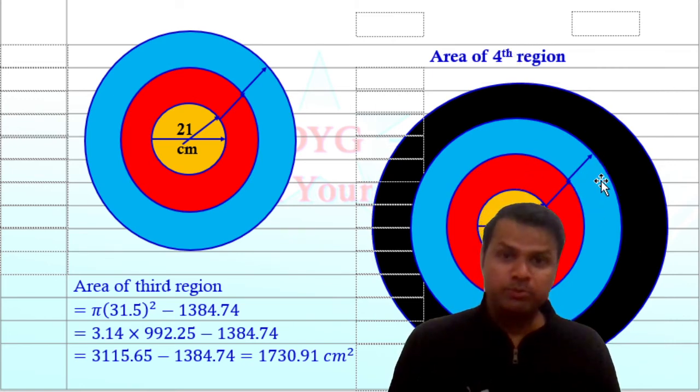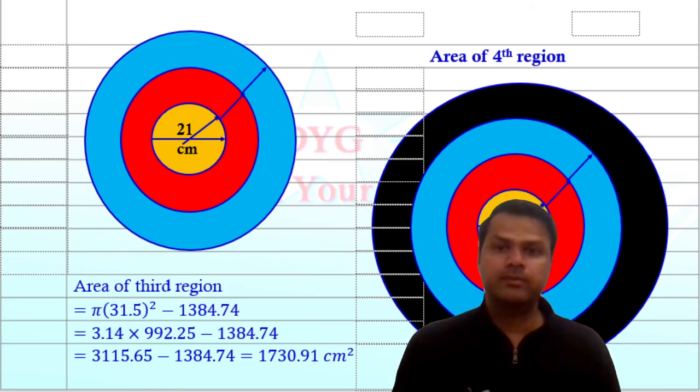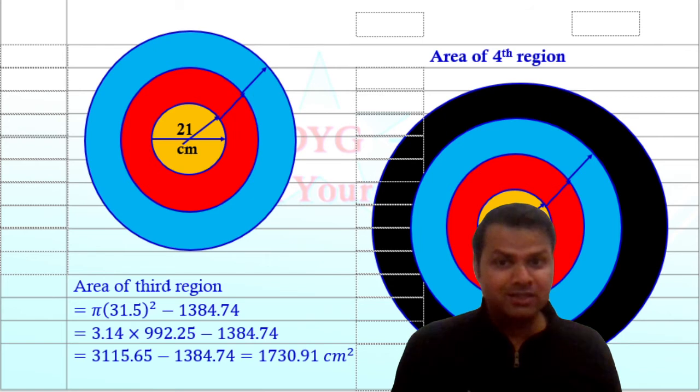Now I think you may be able to get the idea. How can we calculate the area of this? So the logic will remain same. The area of the complete bigger, outer circle minus the area of this third circle. Area of fourth circle minus area of third circle. Area of third circle we have already calculated, which is this one.